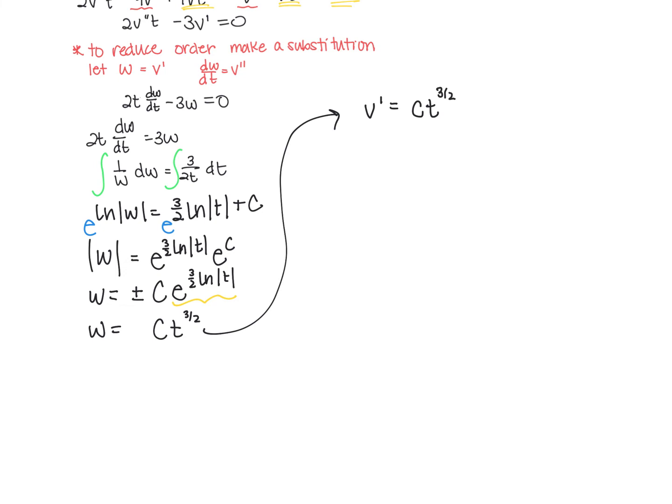And maybe, since this is separable as well, let's just take the antiderivative now. What we're really doing is we have dv equals ct to the 3/2 dt, and then we're taking the antiderivative, because v prime is dv dt. When you take the integral of V prime, won't you just get V? Yep.